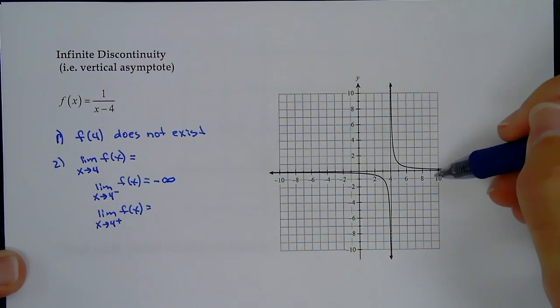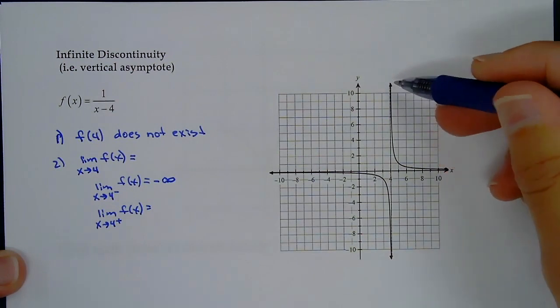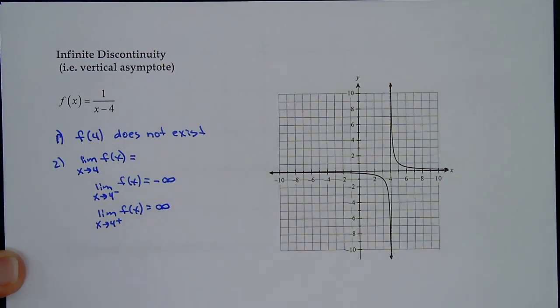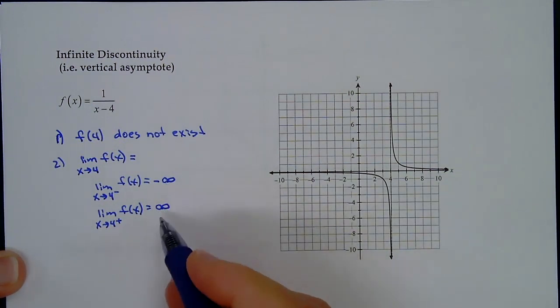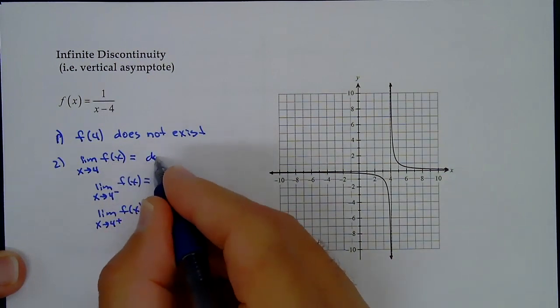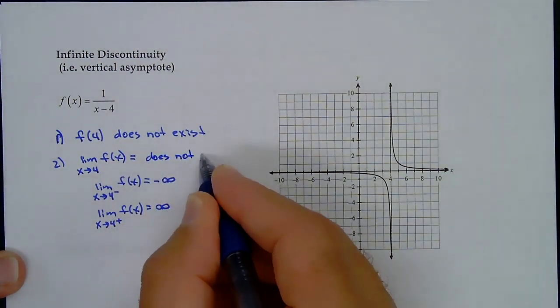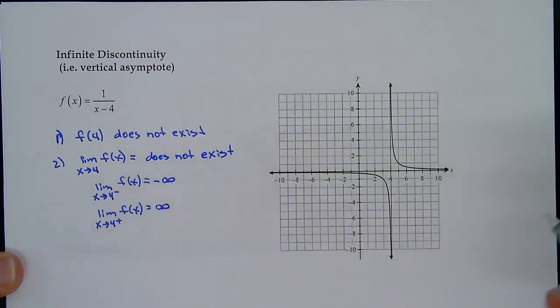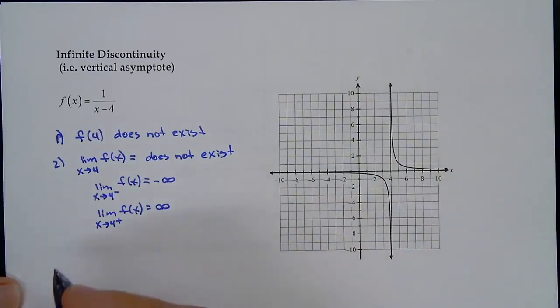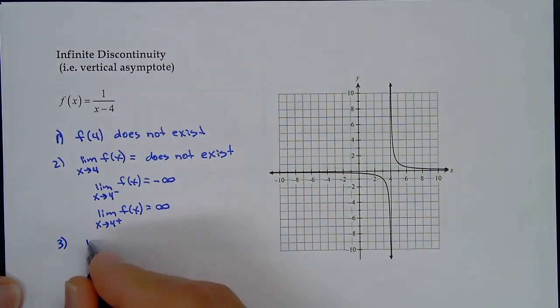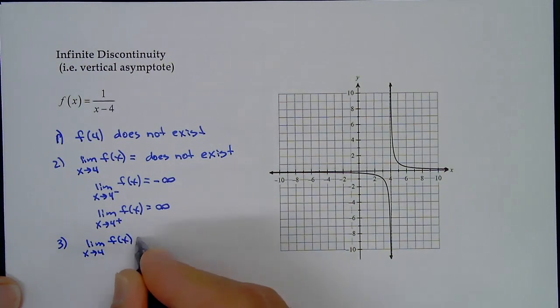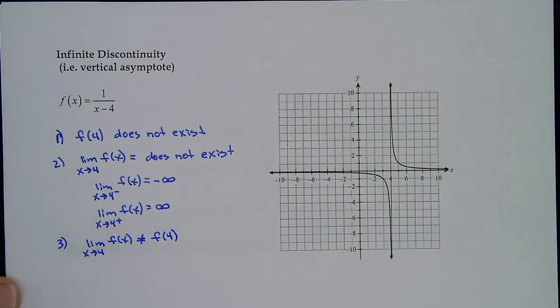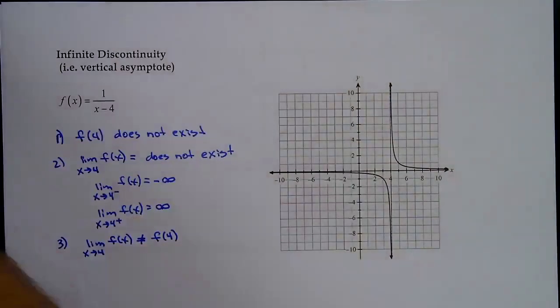And as we approach 4 from the right, it's going straight up, right? So that's going to be positive infinity. And because these aren't number values, that means this limit does not exist. And if neither one of them exists, they can't equal each other, right? So the third statement would be the limit as x approaches 4 of f of x does not equal f of 4. And this is why it's called an infinite discontinuity.